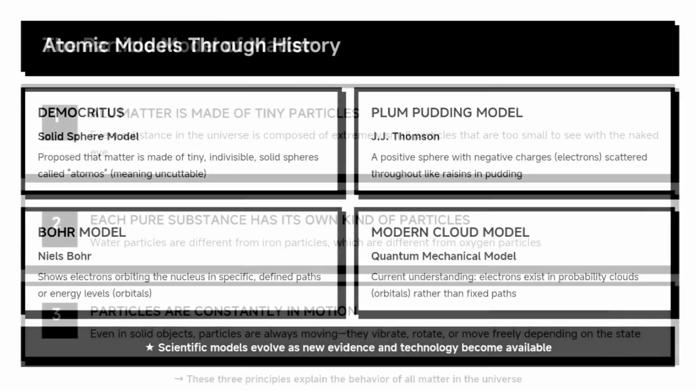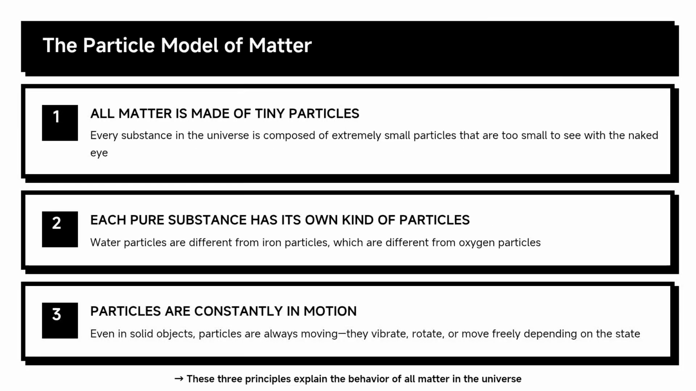The particle model tells us three important ideas. All matter is made of tiny particles. Each pure substance has its own kind of particles, and these particles are constantly in motion.